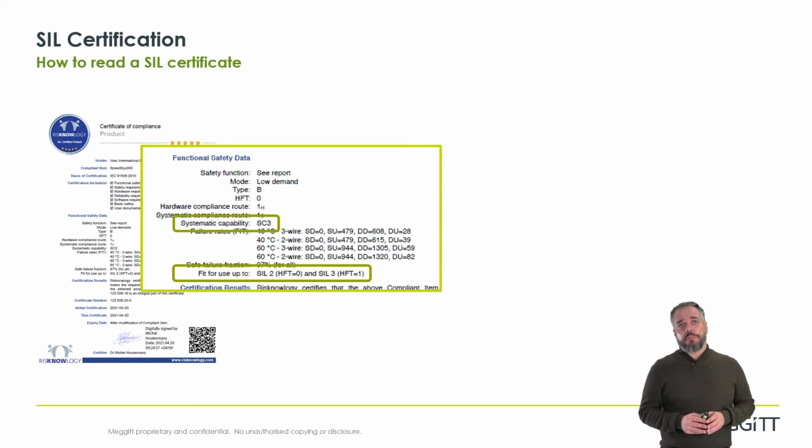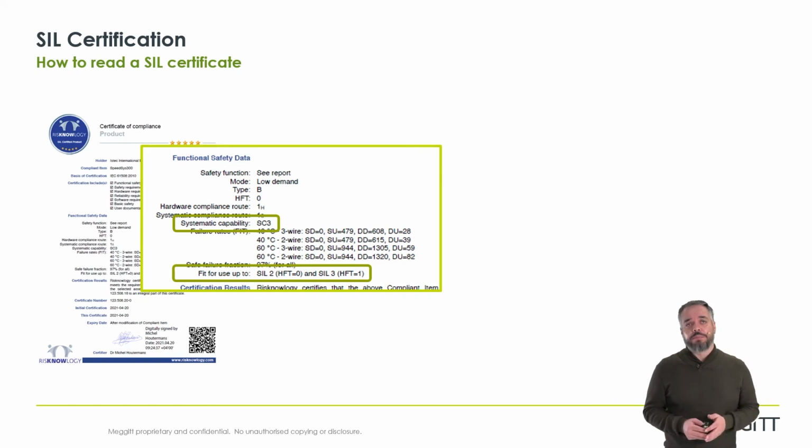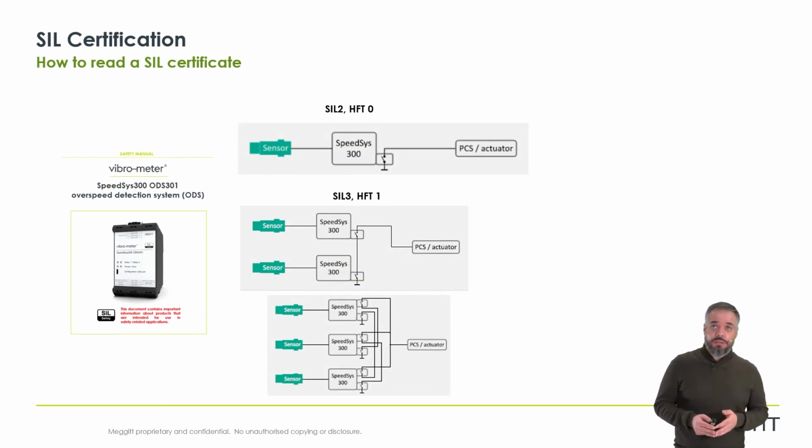But to use it in a SIL3 application, I must have at least a hardware fault tolerance of 1, meaning that I need to have at least 2 devices in parallel. This is what is meant by this note on SIL2 or SIL3, depending on the HFT. The safety manual will provide additional details. By looking into it, we can see that if you need only SIL2, you can use only one device. However, if you need SIL3, you will need 2 or more devices in a configuration 1 out of 2 or 2 out of 3. That will give you the required hardware fault tolerance of 1.